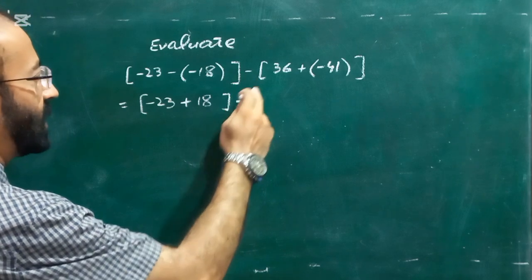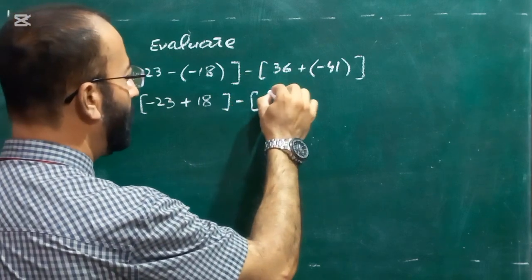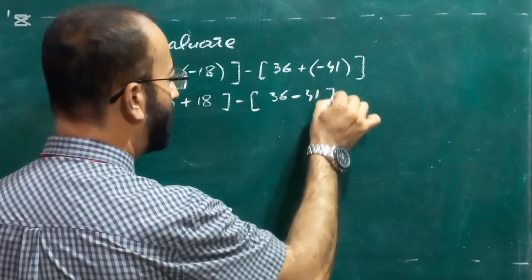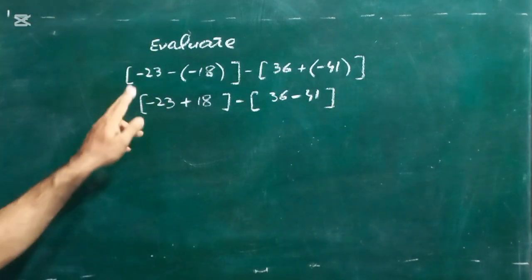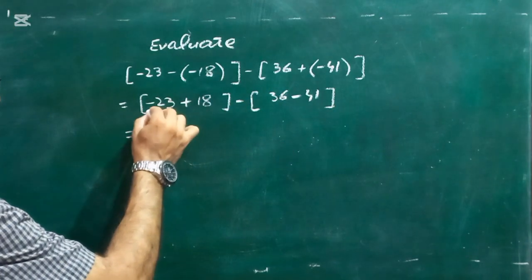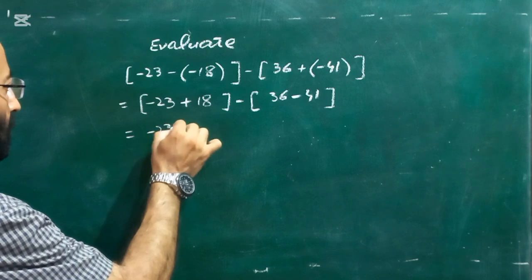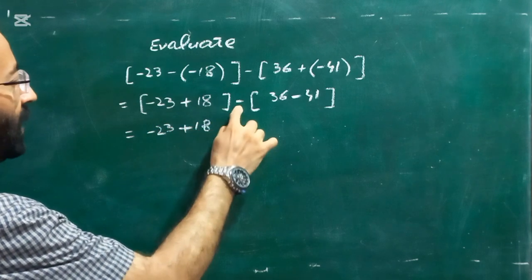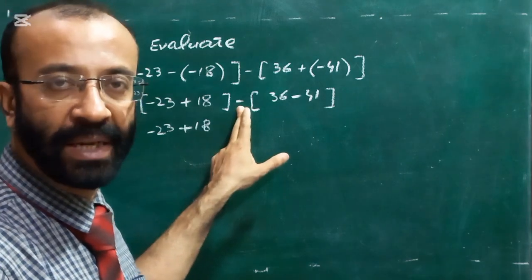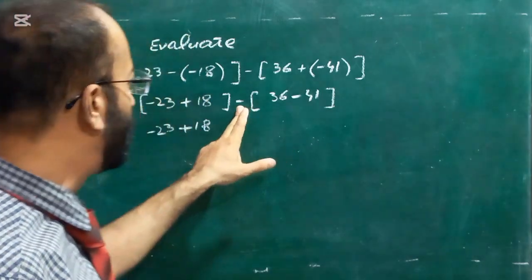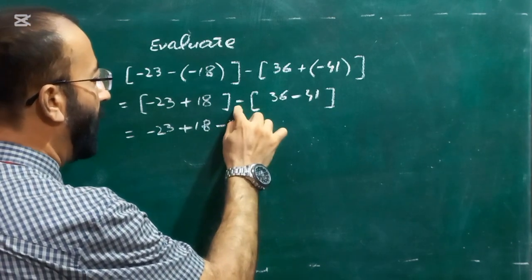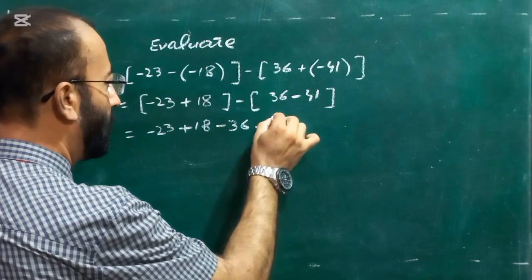So this minus sign as it is, capital bracket as it is. Now this 36 will remain as it is, and this plus minus minus 41. This capital bracket as it is. So now small brackets are opened. Now we will open the capital brackets. So now this minus 23 plus 18, and because outside the bracket is a minus sign, because of this minus sign, inner signs will be changed. So concentrate, minus 36 and minus minus plus, so 41.